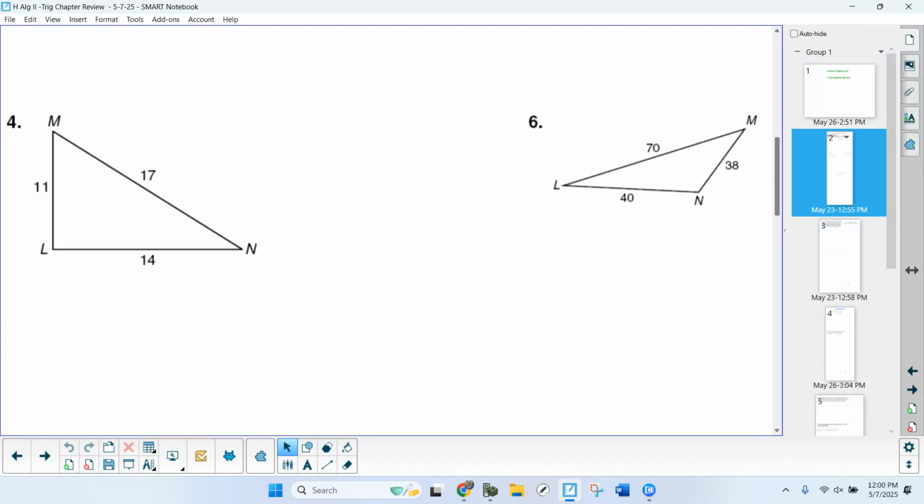If I have an obtuse angle, where would it be? Which angle? N. Okay, and why? Just because, don't tell me because it looks like it's obtuse. Why would it be? Opposite the biggest side. Okay, so whatever you do, don't use law of sines to find N. Okay, whatever you do, don't use law of sines to find N.